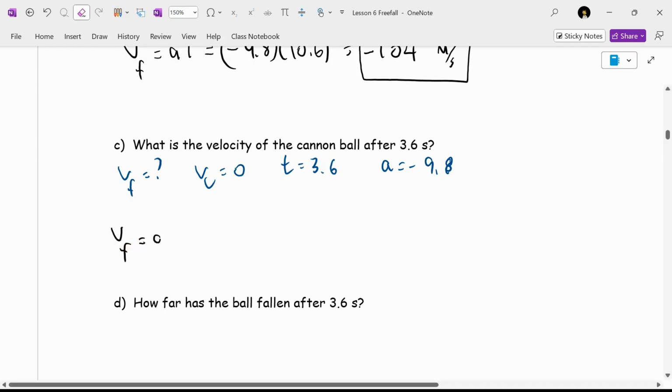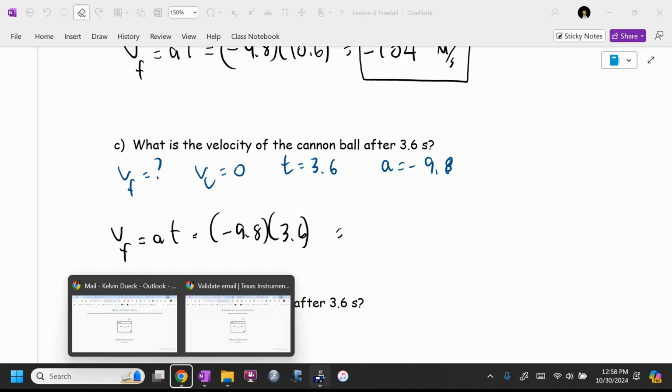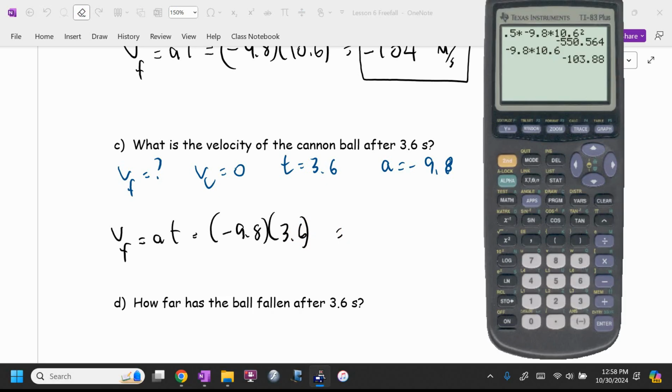I think VF equals AT. Yeah, VI plus AT, but VI is 0, so it's just AT. It's going to be 3.6. Well, not 3.6. A is negative 9.8. Not that it matters the order, but let's write it the same way I wrote it. Negative 9.8 times 3.6. How fast will it be going?